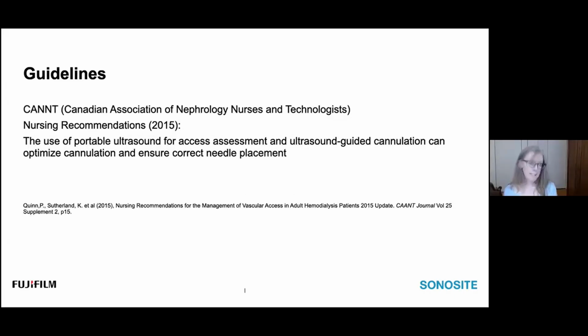On a further note related to guidelines, if we take a look at the Canadian Association of Nephrology Nurses and Technologists, or CANNT, the nursing recommendations from 2015 state the use of portable ultrasound for access assessment and ultrasound-guided cannulation can optimize cannulation and ensure correct needle placement. And I think I'm correct in saying that no hemodialysis nurse presents at the bedside wanting to fail at the cannulation. We would like to have success because, frankly, success just makes our day go better and gives the patient the best outcomes.